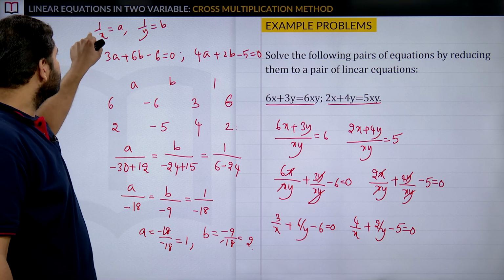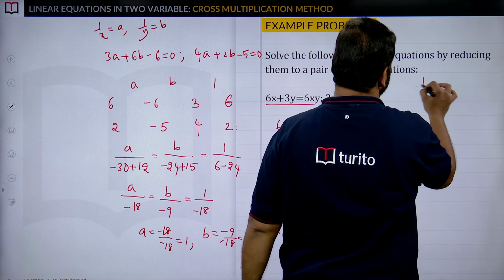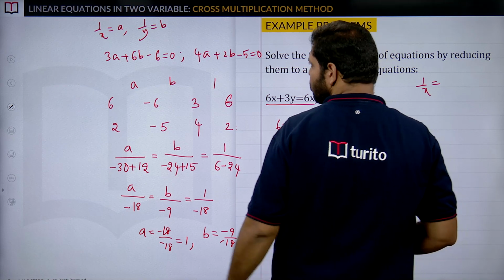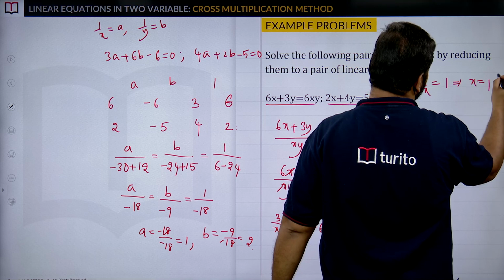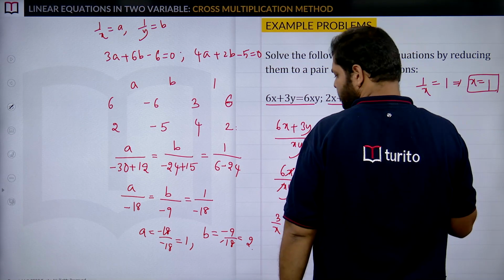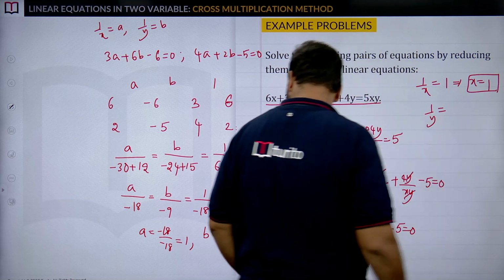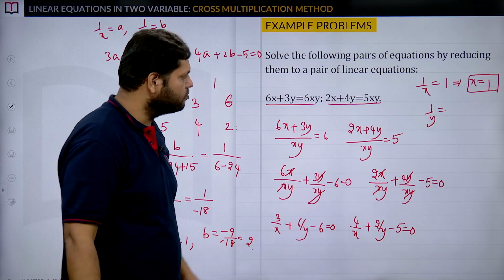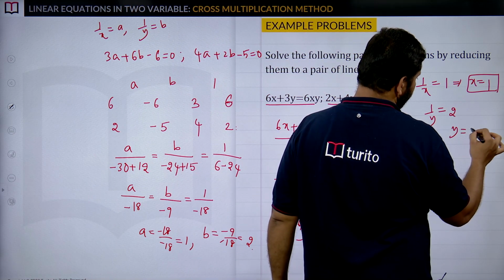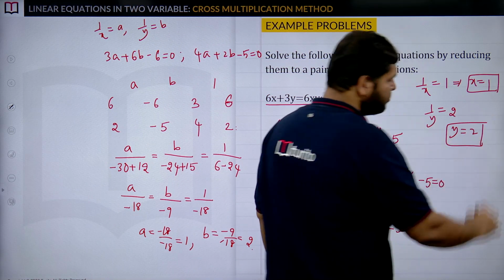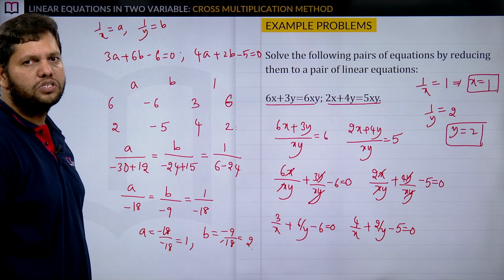But I want to find what, children? The x value and y value. Again, same thing, children, write down here. So 1 by x, the value of a is equal to how much? 1. So I can say x is equal to 1. Then 1 by y is equal to b. So I am writing 1 by y. So what is the b value here? It is 2. So I can say y is equal to what? 2. Clear, children? So x is equal to 1 is a solution and y is equal to 2 is one more solution.